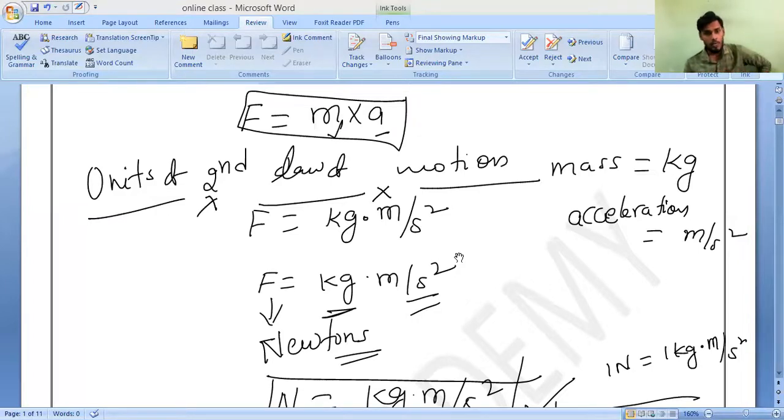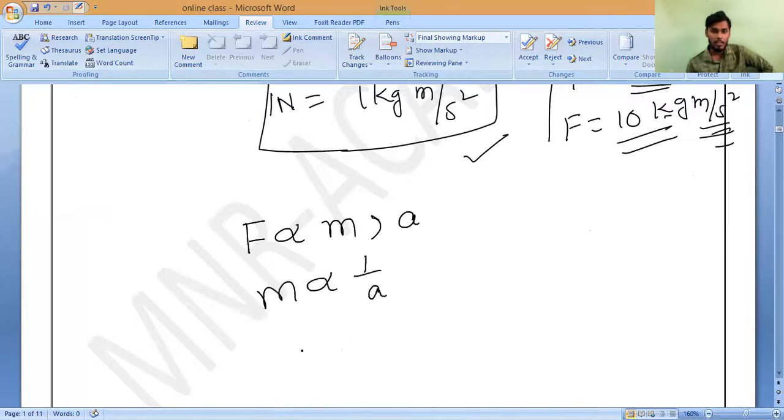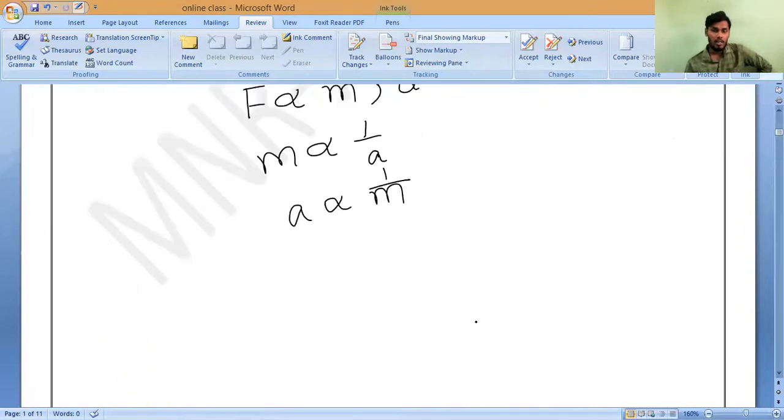And as we know, what is the relationship between mass and acceleration? They are inversely proportional. If it comes to mass and acceleration, acceleration is inversely proportional to mass. Is it yes or no? Yes, sir. So that is what we have studied in the last class.